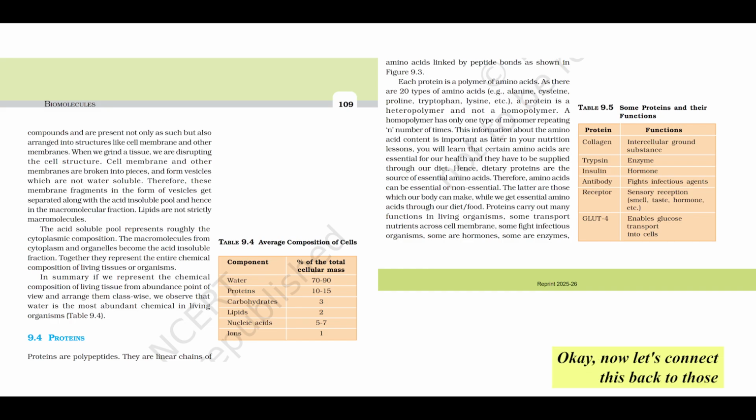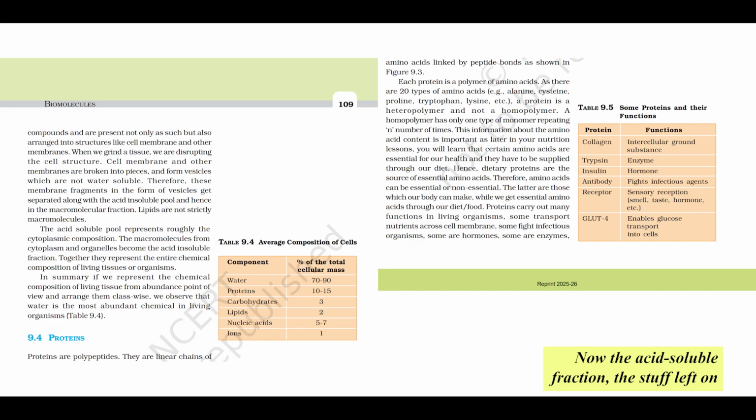Okay, now let's connect this back to those acid-soluble and insoluble pools and the idea of biomacromolecules. Remember we said the compounds in the acid-soluble pool are generally small. Their molecular weights typically range from about 18 Daltons up to maybe around 800 Daltons. Right, 18 to 800 Dalton. Exactly. We call these micromolecules or just biomolecules.